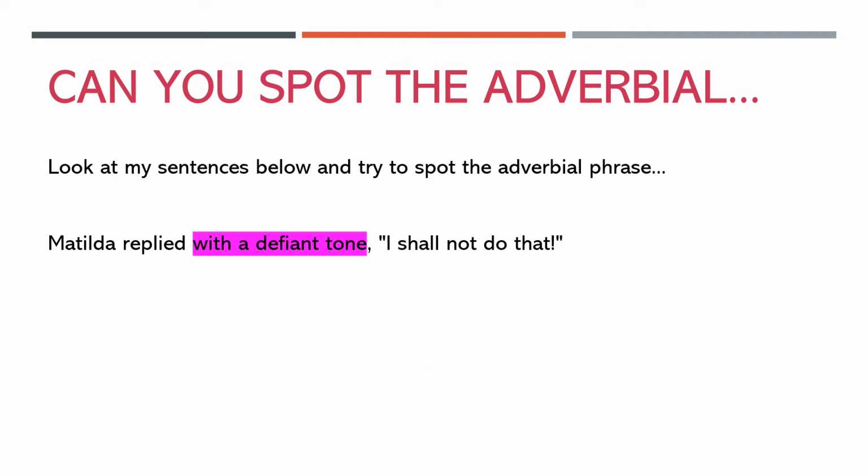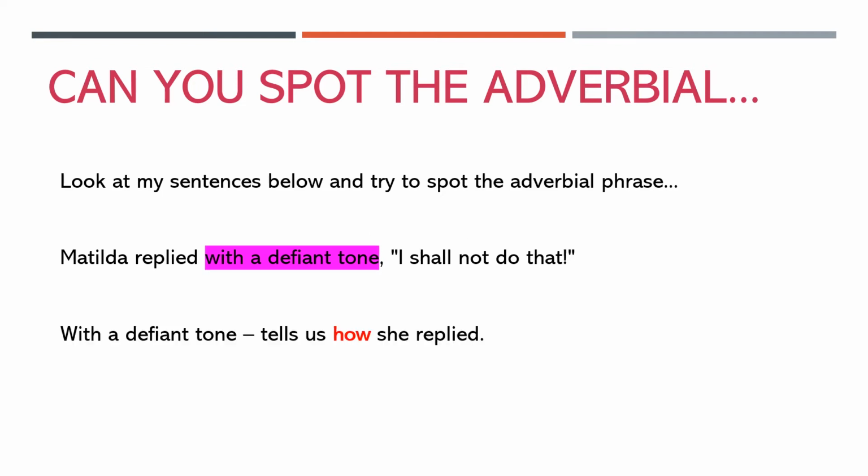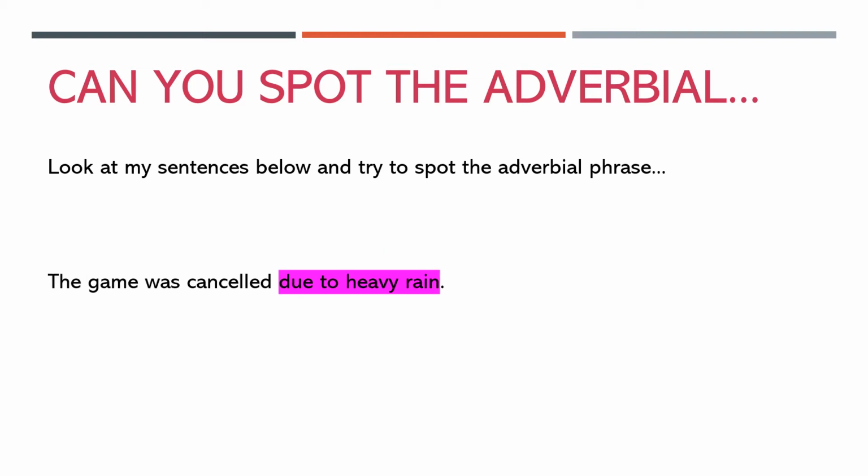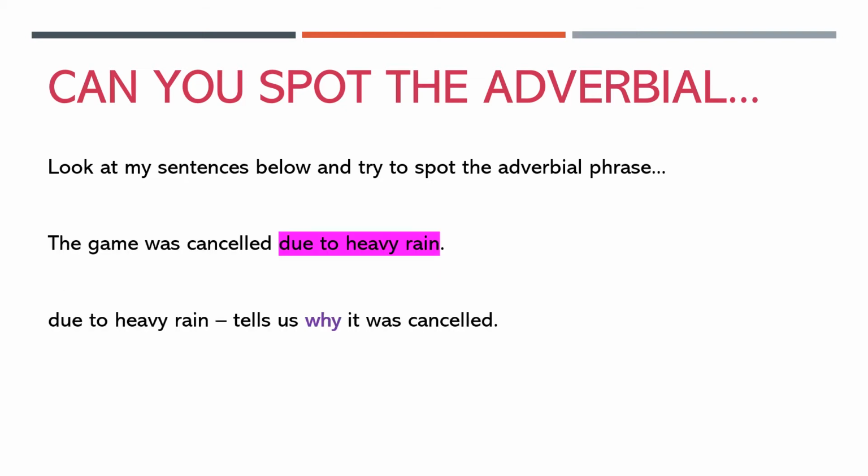So, Matilda replied with a defiant tone. "I shall not do that." How did Matilda reply? Well, she replied with a defiant tone. So it tells us how she replied. It's again an adverbial phrase of manner. The game was cancelled due to heavy rain. Why was the game cancelled? It tells us why. Because of the heavy rain.